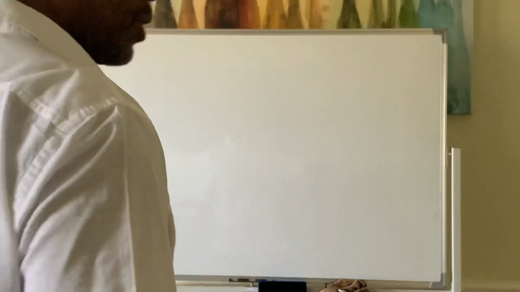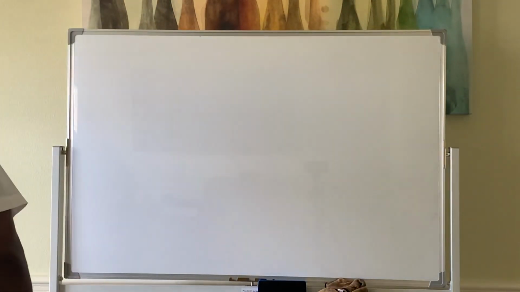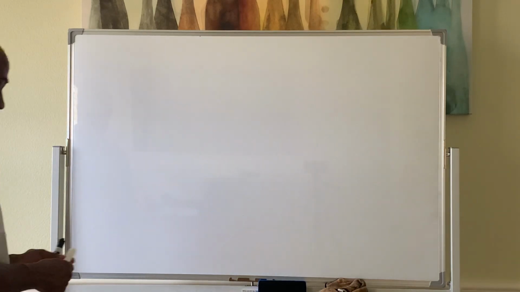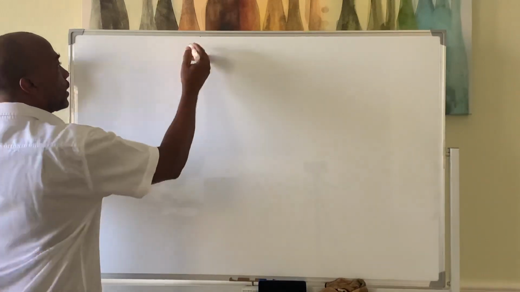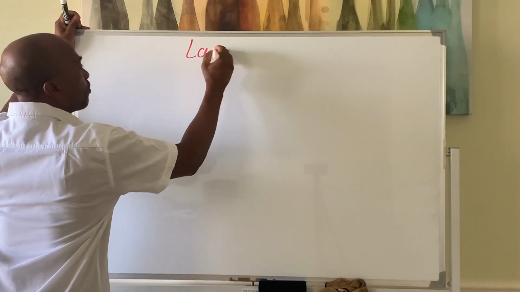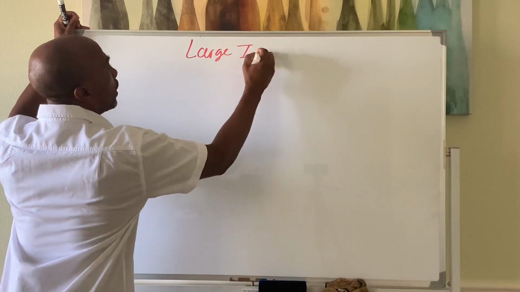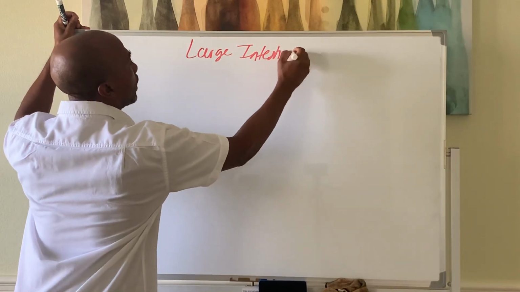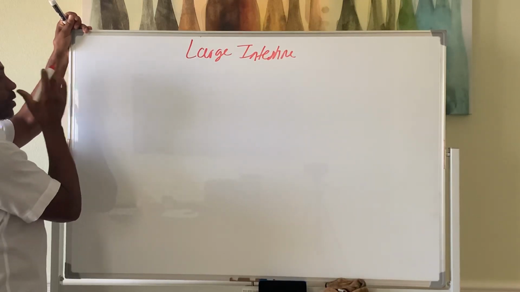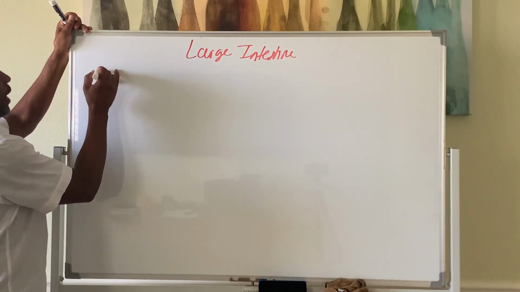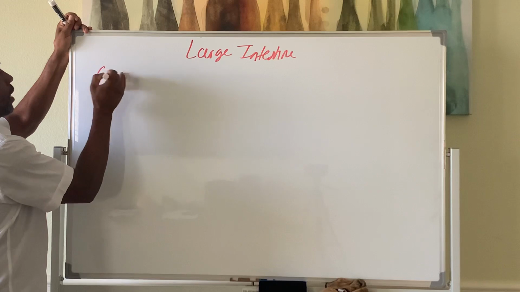Let's finish up the talk on the large intestine. I forgot to mention that yesterday when I did the digestive system. So the large intestine also plays a role in this digestive process. This area of the colon, of the GI tract, is mainly there for compaction.